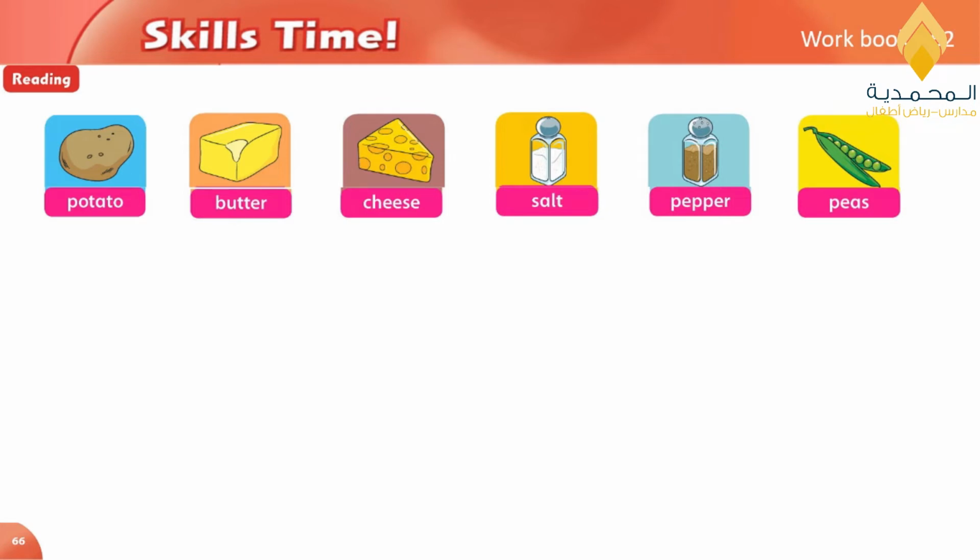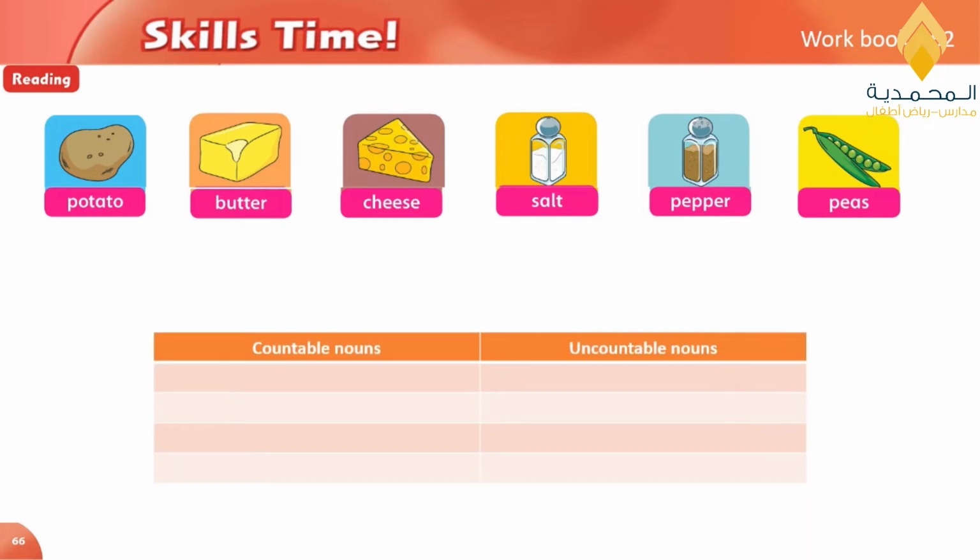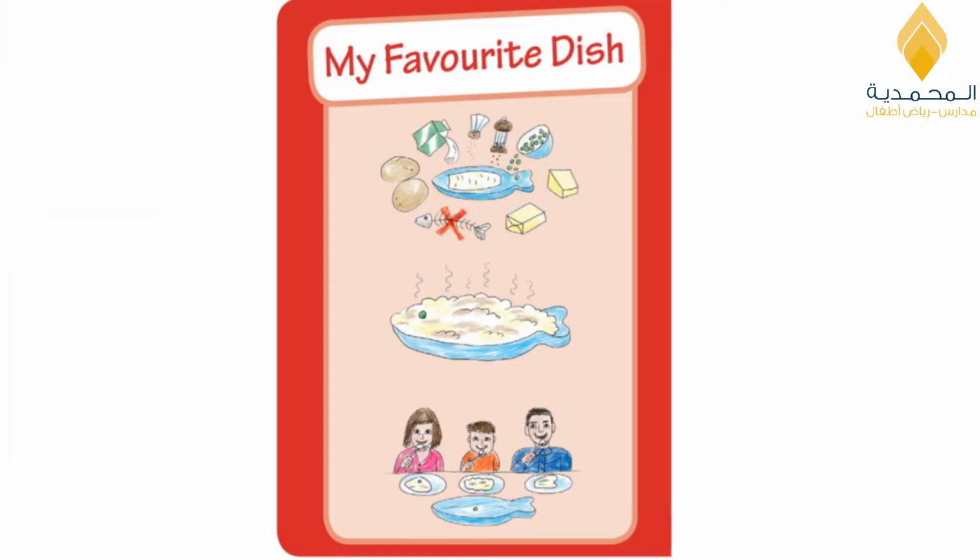Peas. Excellent. Now, let's know if these nouns are countable or uncountable. Potato, what do you think? Is it countable or uncountable? Excellent. Countable noun. Butter, what do you think? Can we count butter? No, so it's uncountable noun. Cheese. Can you count cheese? No, it's uncountable noun. Salt and pepper, they are also uncountable nouns. Peas, it's countable noun.